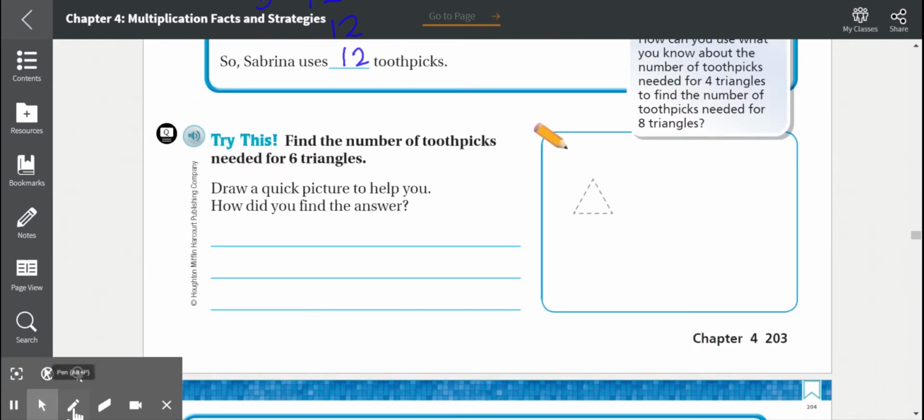Okay, let's do this one. Find the number of toothpicks needed for 6 triangles. Draw a quick picture to help you. How did you find your answer? So let's draw 6 triangles.